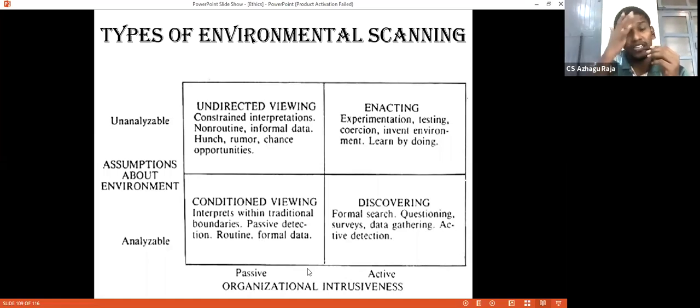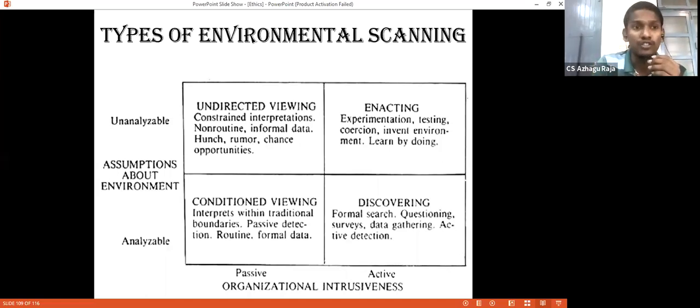And active and passive, that we should remember that when it is analyzable and unanalyzable, we should know what the four elements are. Again, in this case, you should know these four steps. That is passive, active, and in your book it is given directive.